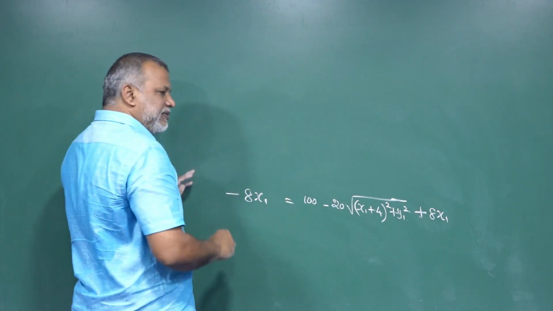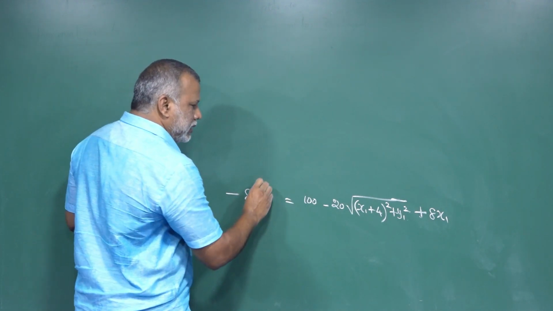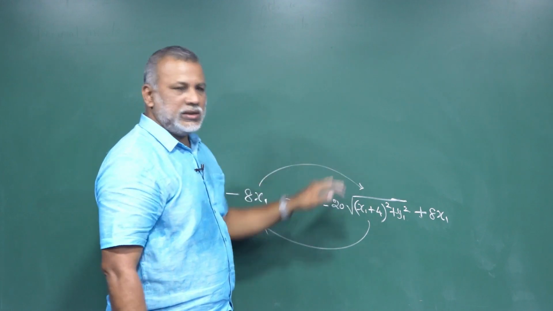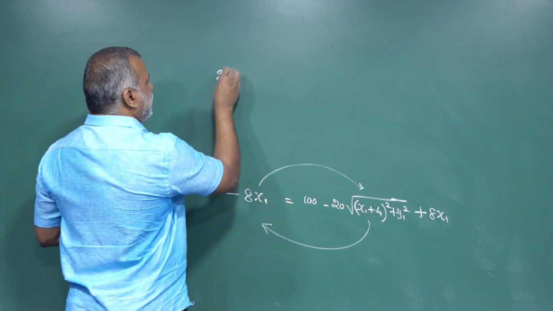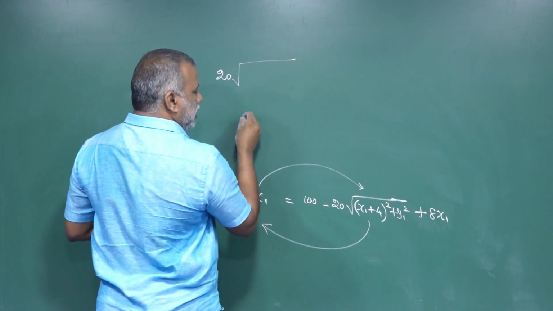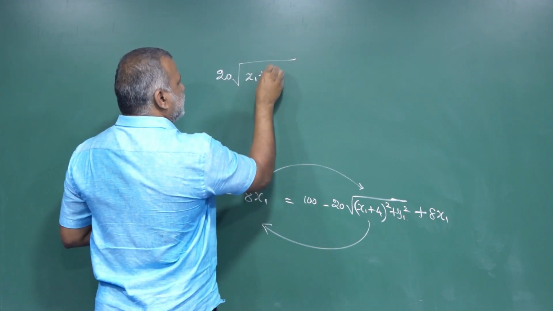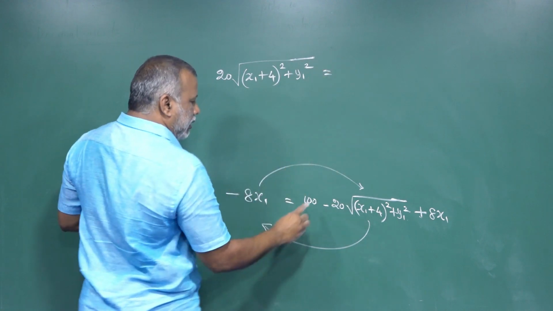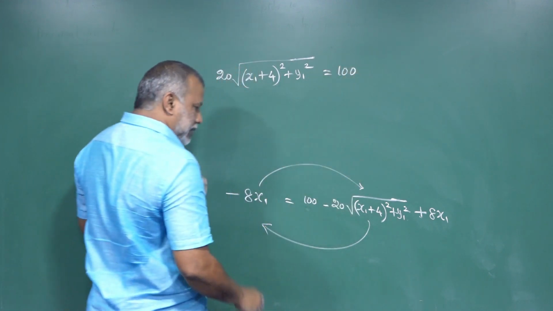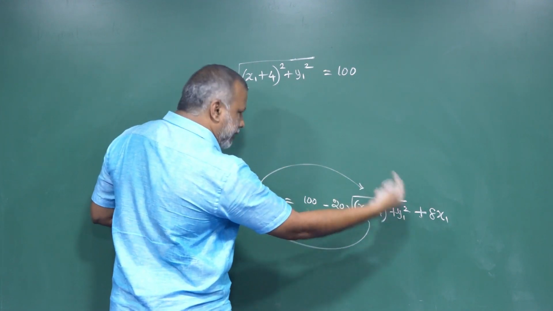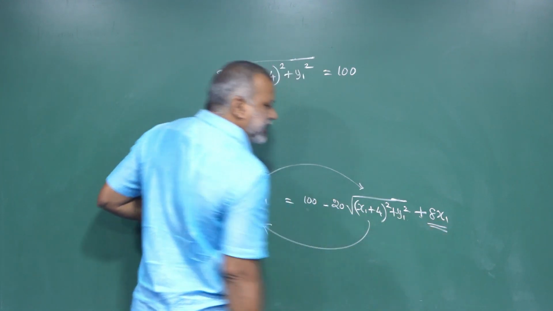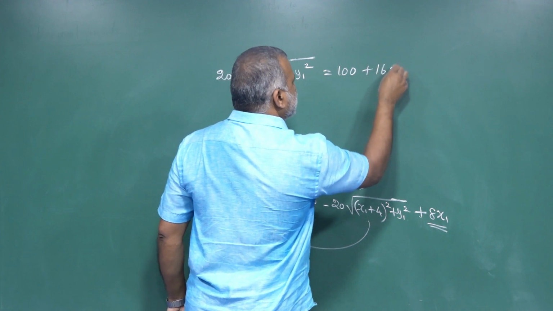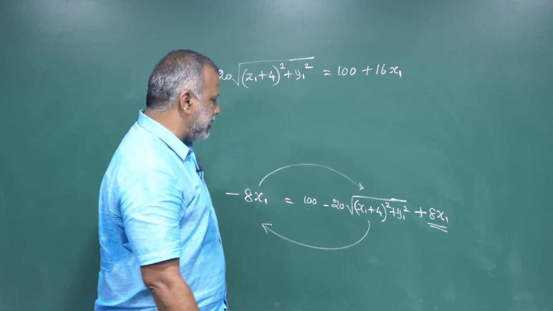Now listen. I am converting this negative 8x1 to this side. This negative becomes positive here, so I am interchanging. So 20 comes here, it will become positive: 20 times the square root of (x1 + 4) the whole squared plus one more y1 squared. In your RHS side, you are having 100. Listen, this 8x1 goes to the other side. It will become positive again. Already you are having one more 8x1. So 8x1 adding with the 8x1, you can get 16x1.